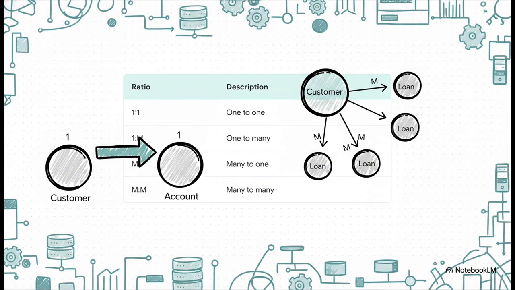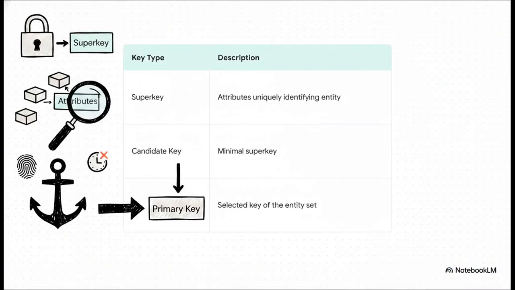If they can hold multiple loans, that's one-to-many. Defining these rules up front is how we prevent catastrophic logical errors later on. Now, to our junior developers tuning in today, please pay very close attention to this next part. You have to use extreme care when selecting your primary key.